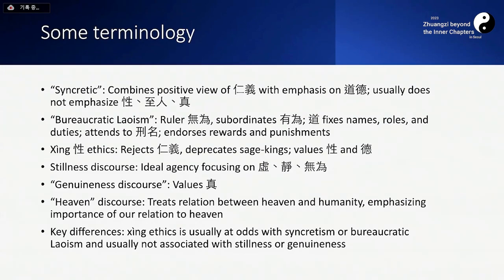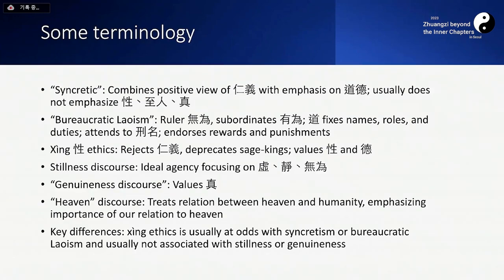So one point I want to emphasize right away, having given that list of terms, is that there are really two key differences between some of the views that are up there. One is that Xing ethics is generally not compatible with syncretism or bureaucratic Laoism, and it's usually not associated with stillness discussions or with preserving genuineness.